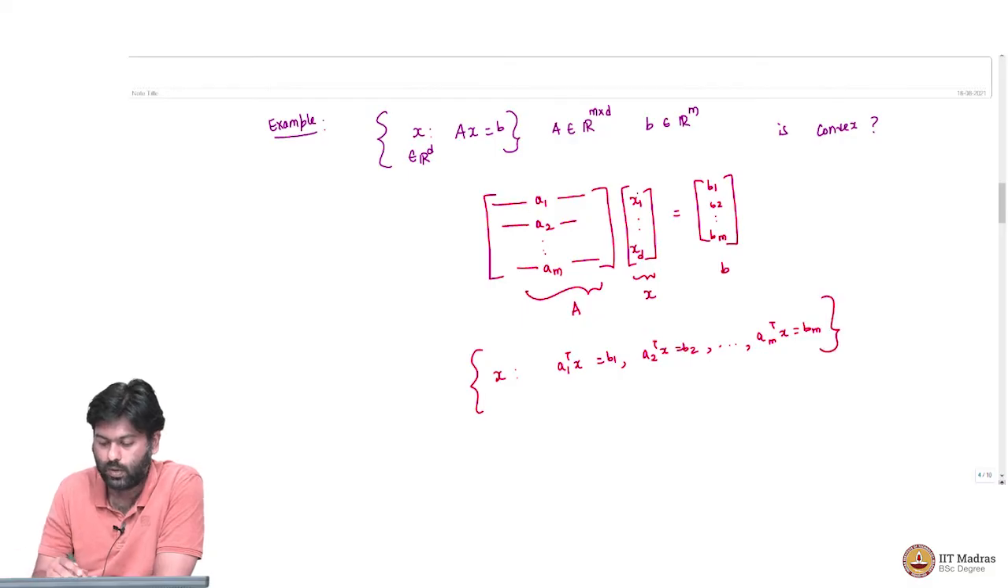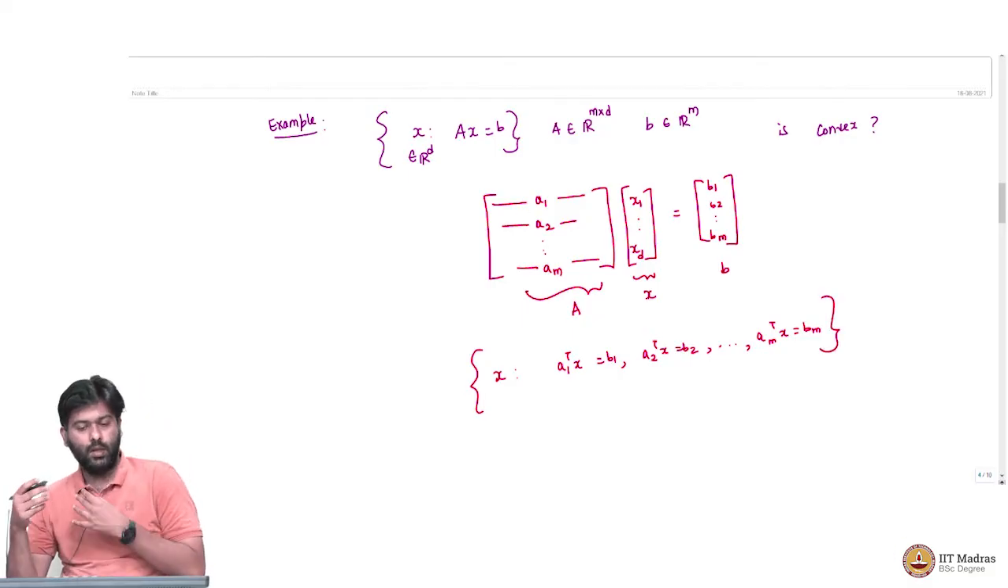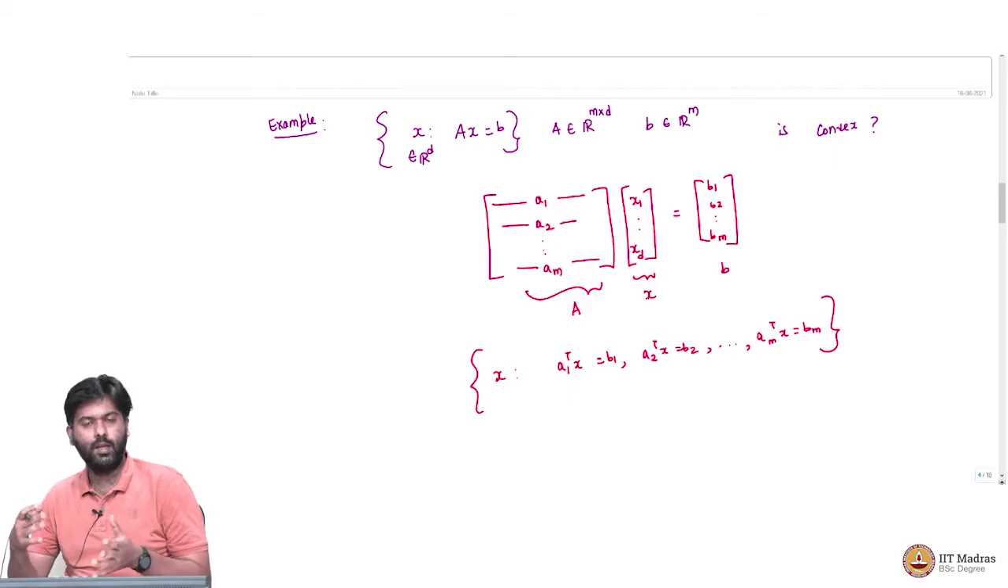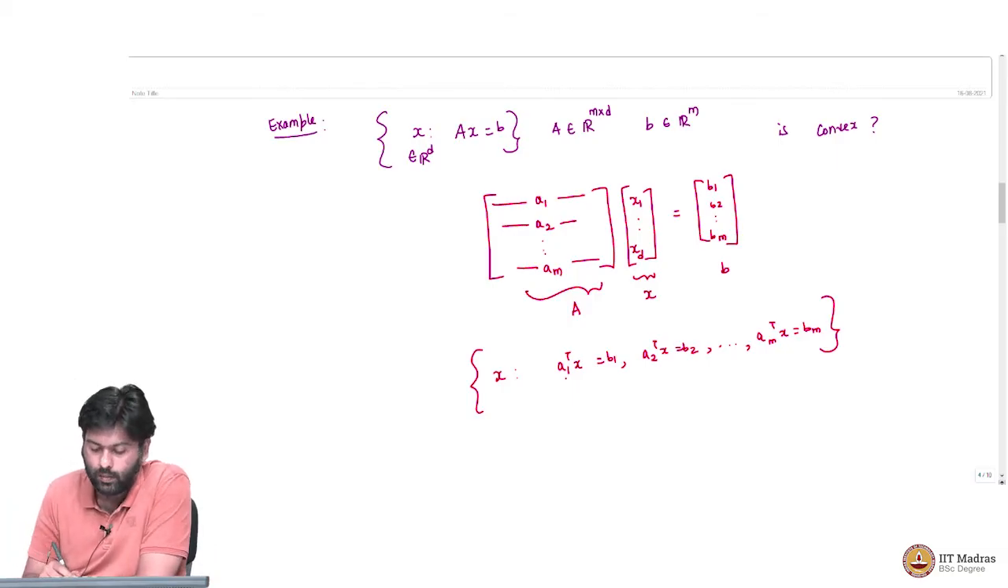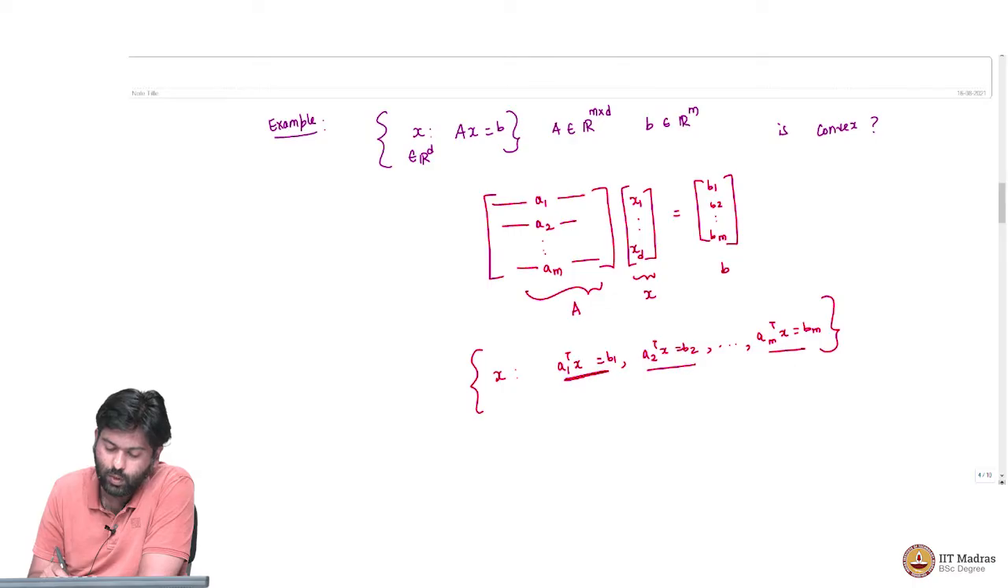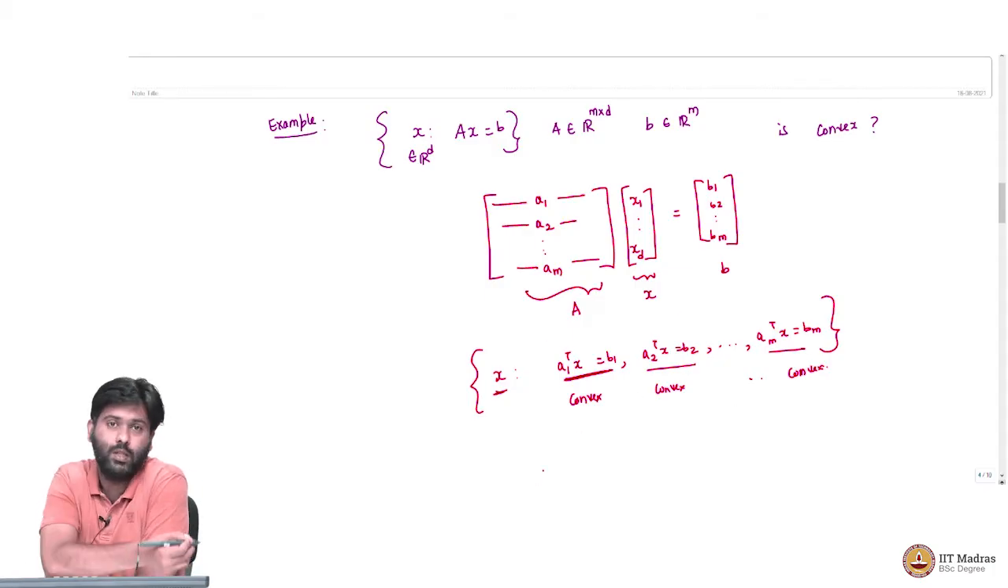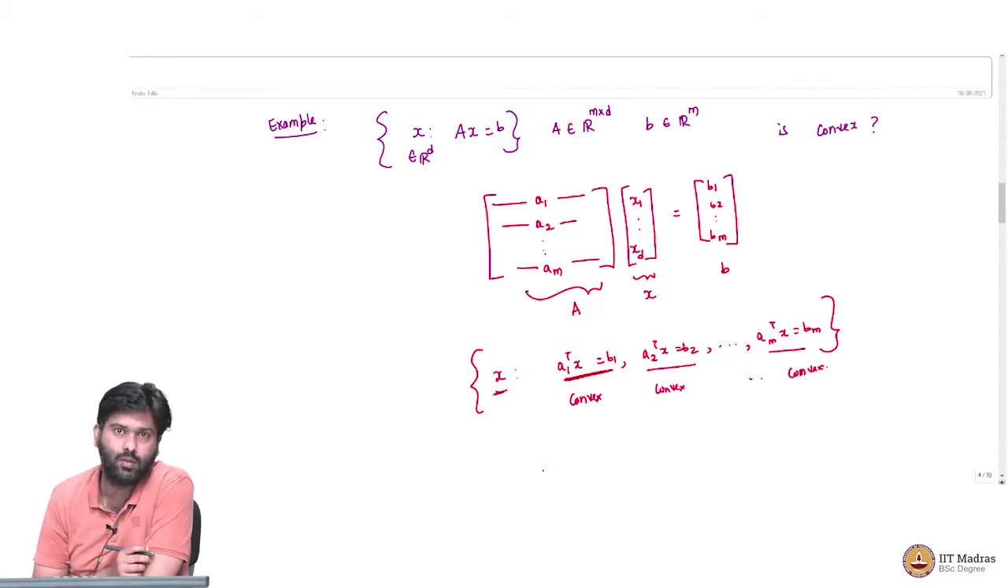Why? Because it has to satisfy Ax equals b, where A is the matrix, so each of these rows has to necessarily satisfy the individual equations. Well, we already know the set of all x such that A1 transpose x equals b1 is convex. So this is a convex set, this is a convex set, and so on. Now, we are asking for the set of all x which satisfy all of these together, and we just showed that the intersection of convex sets is convex.